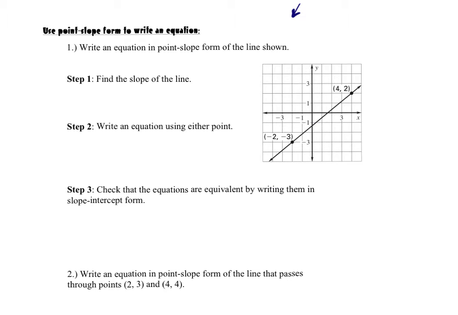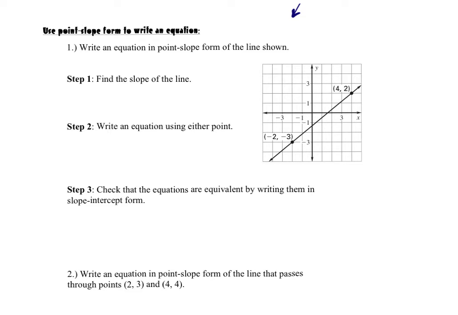All right, so before I gave you an equation and you graphed the line, and now all we're going to do is the opposite. I'm going to give you the graph of a line, and you need to write the equation in point-slope form. So here's the deal. What you need in order to write it in point-slope form is the slope and a point, any point. All right, so let's first find the slope.